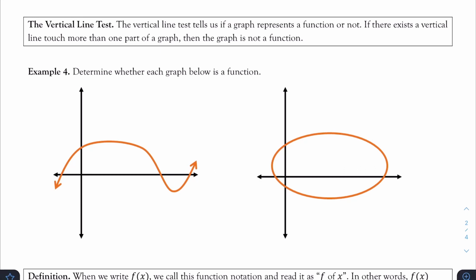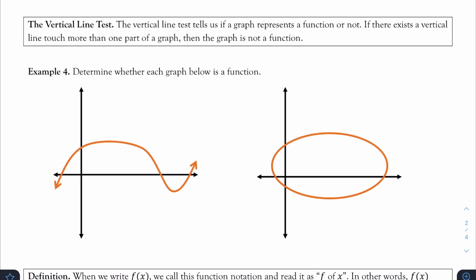So what happens is that we take a vertical line that goes all the way up and down, and then we see, as I move the vertical line from left to right, how many times am I touching my graph? How many times are we intersecting? We want to make sure that my vertical line only touches my graph at most once at any given moment. If it touches my graph more than once at any given time, then we say we are not a function.